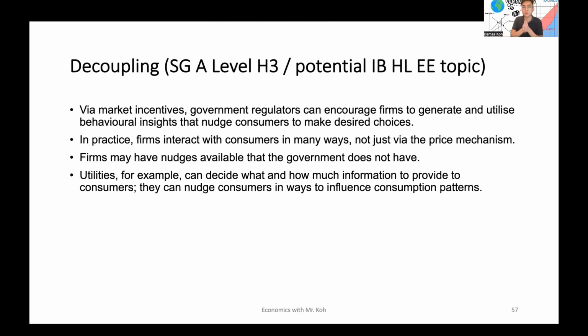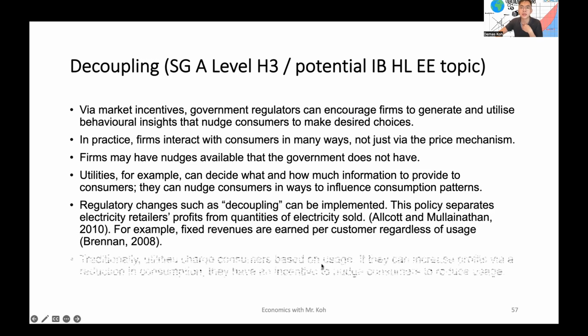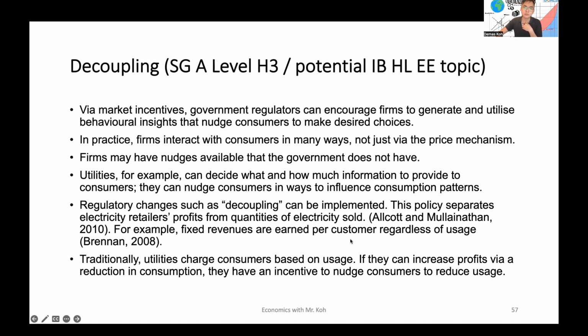Utilities, for example, can decide what and how much information they would like to present to consumers. So obviously households pay utilities in the form of electricity, water, gas. So firms can nudge consumers in ways to influence consumption patterns. Right. So if you're interested to find out more, you can go over the reading by Allcott and Mullainathan, 2010. Right. And also Brennan, 2008.